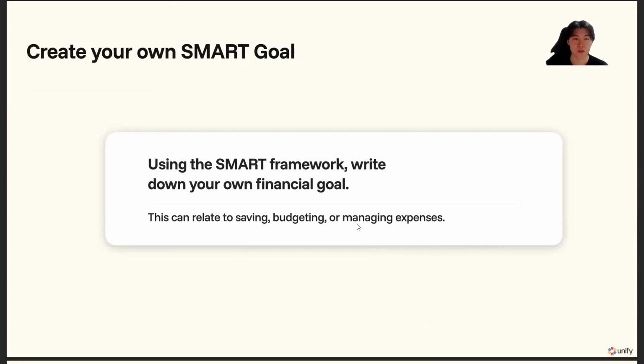Now, creating your own SMART goal. Using the SMART framework, write down your own financial goal. This can relate to saving, budgeting, or managing expenses. I'll let you take a moment to write that down.